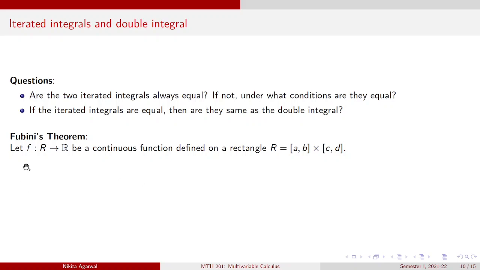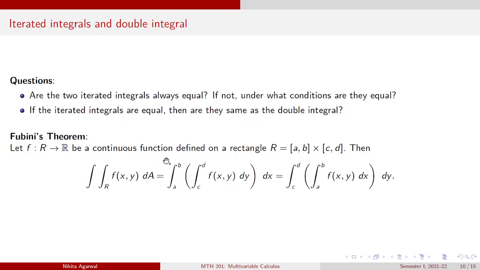It says that if you have a function f over a rectangle, which is a continuous function, then the double integral of f over R is equal to both the iterated integrals. So in other words, the iterated integrals are both equal and they give you the same value as the integral of the function. So this is quite a powerful result.